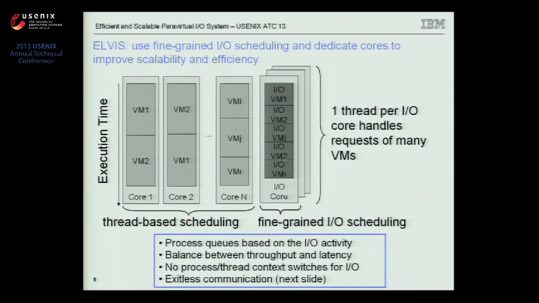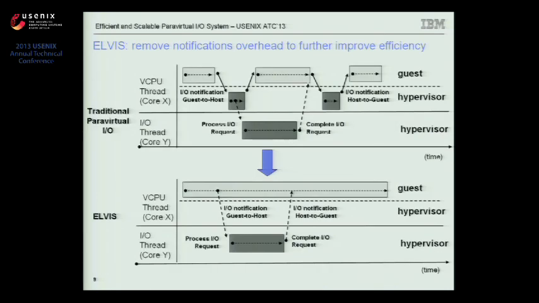And this model also enables what we call an exitless communication channel. What I mean with an exitless notification channel is, as I previously mentioned, when a virtual machine needs to notify the hypervisor, an exit, a context switch, is required. Now, with our model, because we have a dedicated core with a single thread responsible for processing the I/O of all the virtual machines, we can actually poll the queues. We do I/O, process requests, and monitor the queues and look for new requests. We don't need a notification to wake up any thread.